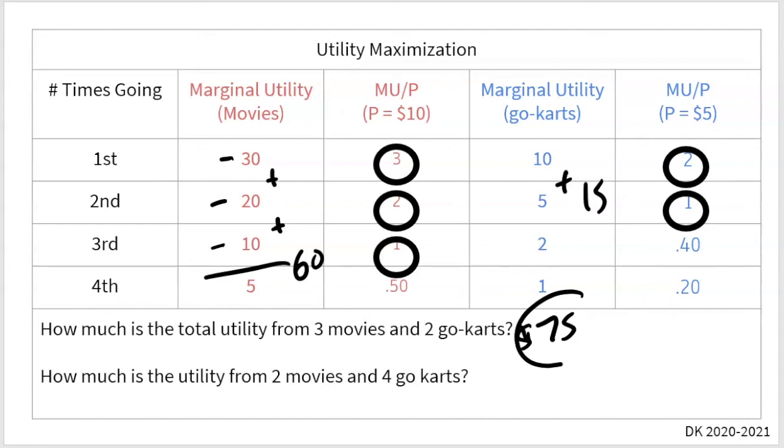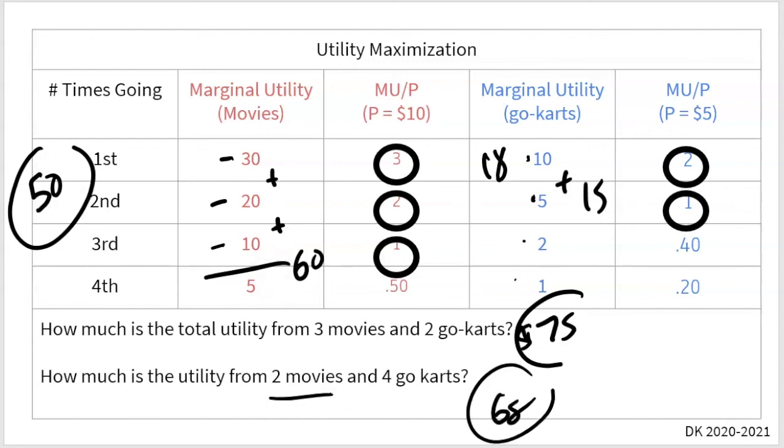And then for the second question, how much is the utility from 2 movies and 4 go-karts? Well, here we do the same thing. We add 30 plus 20, which is 50, because we want to go see the movie twice. And we can go go-karting 4 times, so 10 plus 5 is 15, plus 2 is 17, plus 1 is 18. So 50 plus 18 is 68. So if you want to go see the movie twice and go go-karting 4 times, that means our total utility is 68.